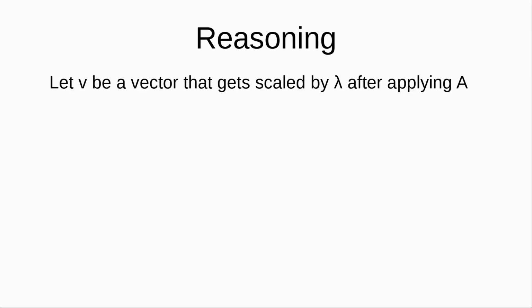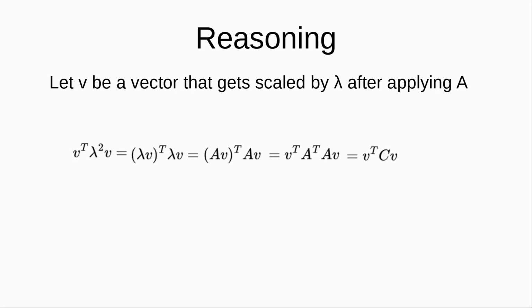Let's continue with the reasoning of how things are connected. Let V be a vector that gets scaled by lambda after applying A, which looks like the definition of eigenvalues, but in our case A isn't restricted to be a square matrix. Now let's take the standard dot product of our vector with itself. Since the dot product is bilinear, we can pull the lambdas together, and on the other side we can get rid of the brackets, and we reach an expression which looks familiar because A transpose A is our correlation matrix.